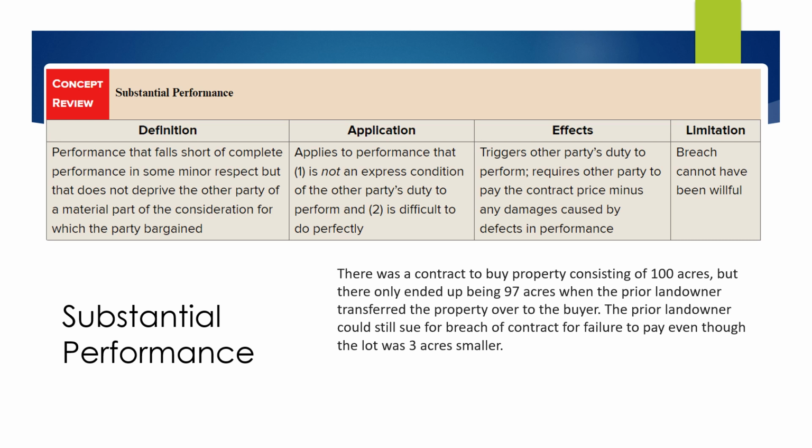So, for example, a contract to buy property consisting of 100 acres, but it only ended up being 97. And so the other party said, I'm not paying you. And the prior landlord who transferred the property sued. And the court said, yes, even though it was 3 acres less, you substantially performed by rendering 97 acres, and they breached their contract, and we're going to let you sue. So that's the difference between substantial and strict performance.